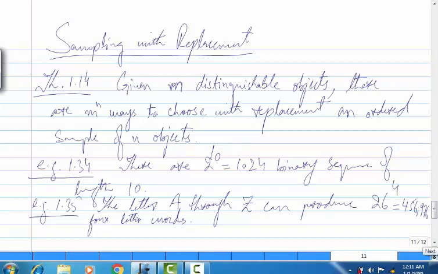So it's very simple because there are 26 alphabets and we want to look at how many possible words of 4 letters can be made. So we have to use theorem 1.14 and it says that we have to calculate m power n. So here n is 4, m is 26. So this is the number.